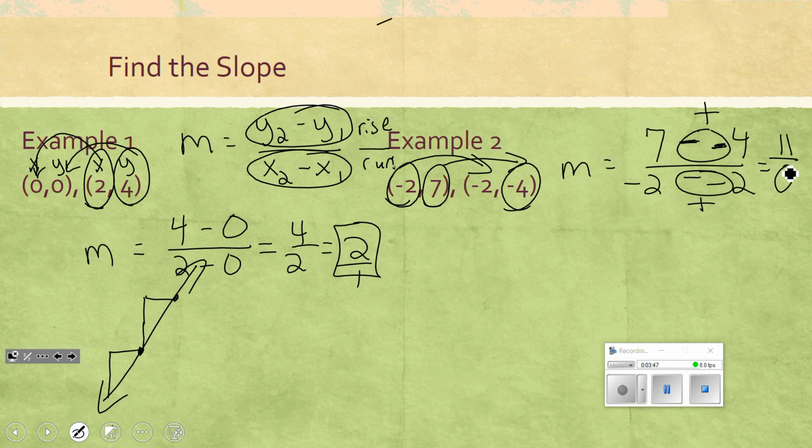Anybody know anything about a 0 in the denominator? That can't happen. I agree. It's all fun and games until you try to divide by 0. You cannot have a 0 in the denominator. So when you get a 0 in the denominator, this slope is called undefined.